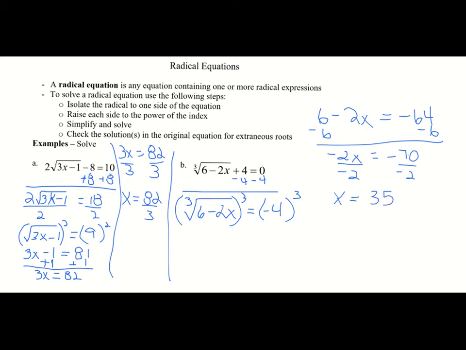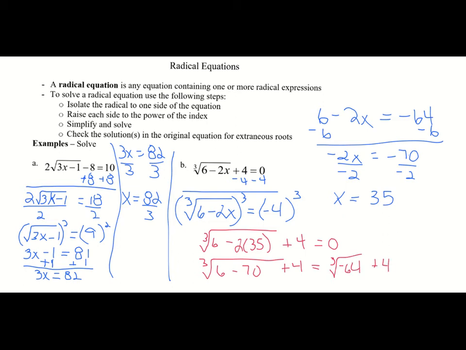And again, we can plug it back into our equation to make sure it works. So we are going to do the cubed root of 6 minus 2 times 35 plus 4 and see if it equals 0. So the cubed root of 6 minus 70 plus 4 is going to give me the cubed root of negative 64 plus 4. And the cubed root of negative 64 is negative 4 plus 4, and that does equal 0, so it does work.